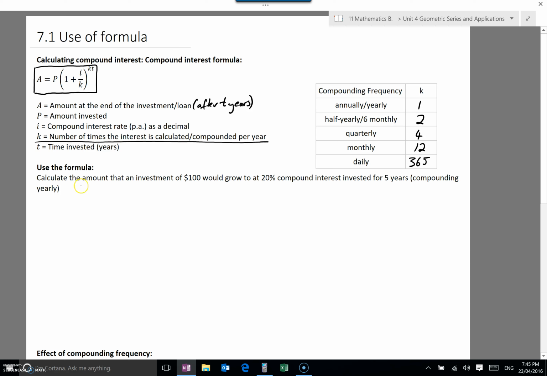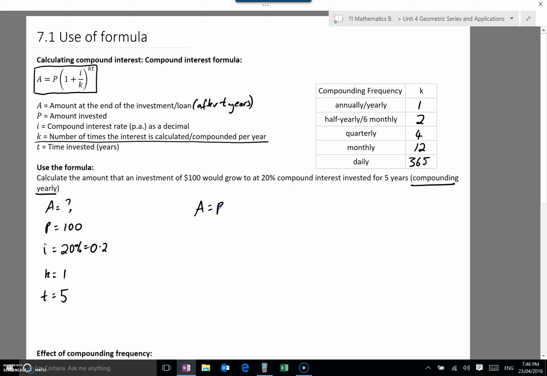Using the formula, calculate the amount that an investment of $100 will grow to at 20% compound interest invested for 5 years, compounding yearly. So I recommend that we always make this list of all of these variables that we could possibly be asked to find. I don't know the amount at the end. I know I'm investing $100 at 20%, so I'll write that as 0.2. It's compounding yearly, so from my table, k equals 1, and the time I'm doing it for is 5 years.